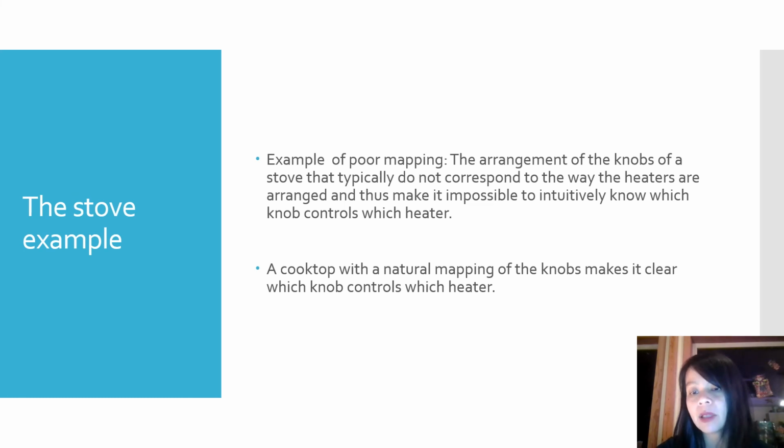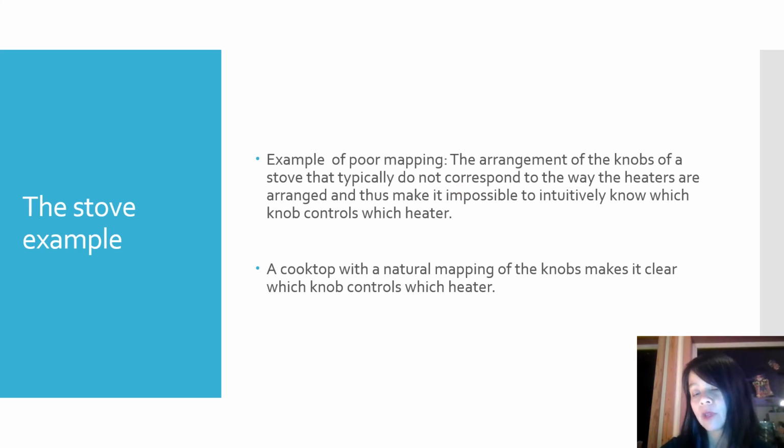So the example always used when we talk about mapping is the arrangement of knobs on the stove, right? An example of poor mapping, when the mapping isn't good, is if the arrangement of knobs on a stove doesn't correspond to the way the stove heaters or rings are arranged. So it makes it very difficult to know intuitively which knob controls which heater. You have to always read it or check it to make sure it's working. So good mapping, with natural mapping, would make it clear which knob controls which heater, right?